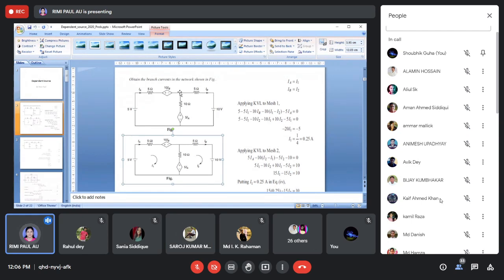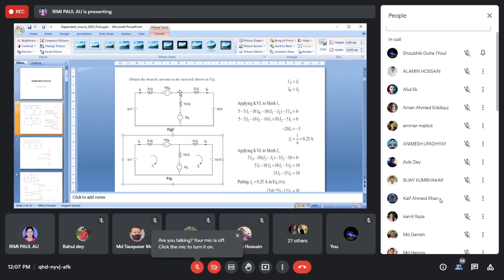Okay, now the question is, what is IA? I is 0.25 amperes. How to find out IA? It comes out from the first equation. Tell me the first equation. 1/4 is coming. How? IB was cancelling out. How? See, this is minus 10 IB plus 10 IB, so it cancels.